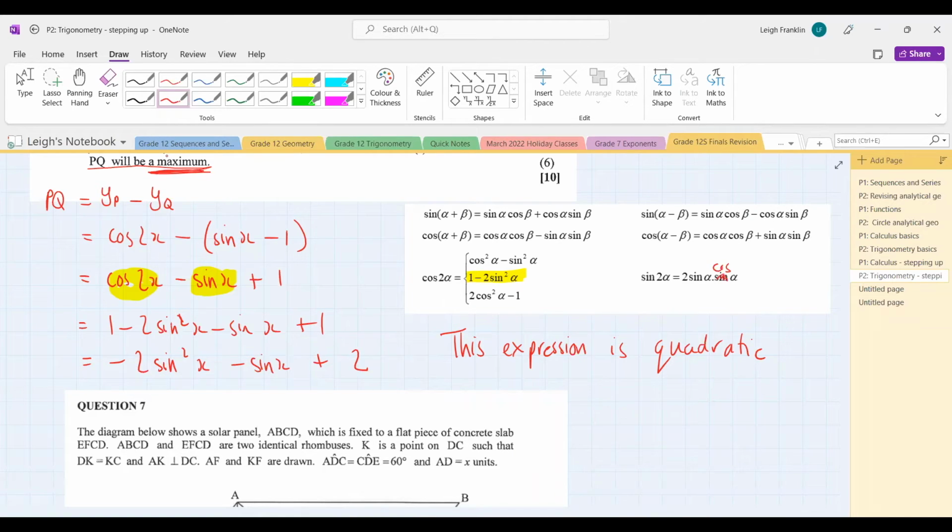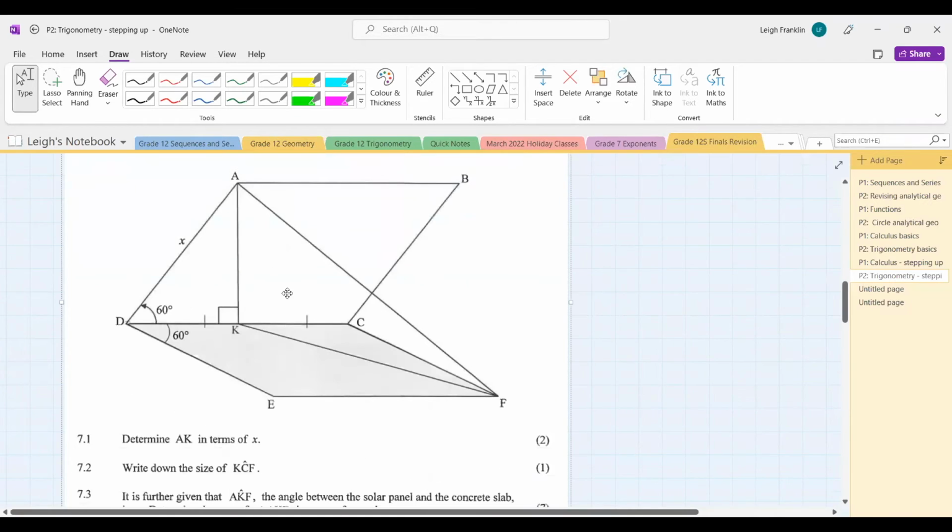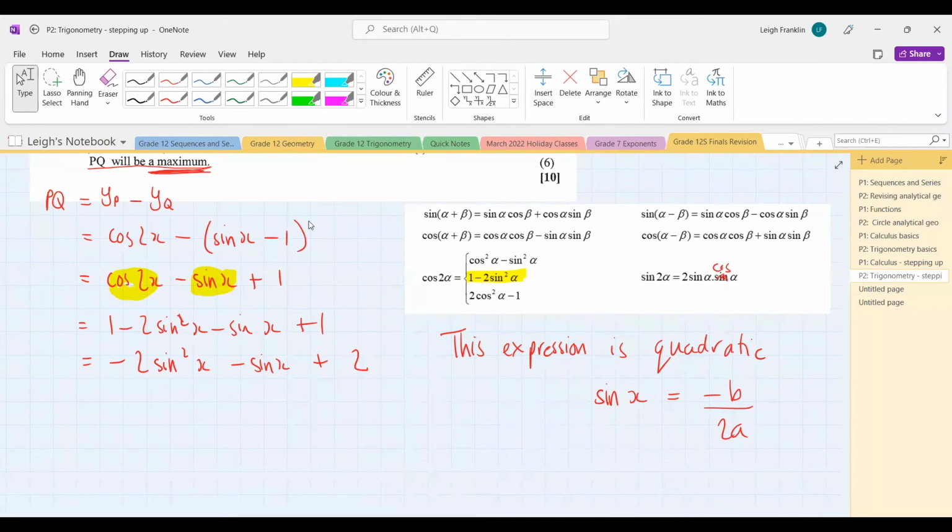So if I want to work out the minimum or the maximum, I'm going to do as Kulani said, and use minus b over 2a. In this case, sine x equals minus b over 2a. What is the value of b? The value of b is minus 1, so it's the coefficient of the sine x term. That's right, Boichepo. b is equal to negative 1.